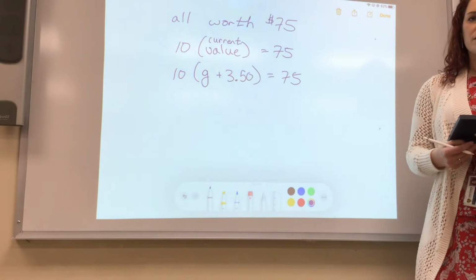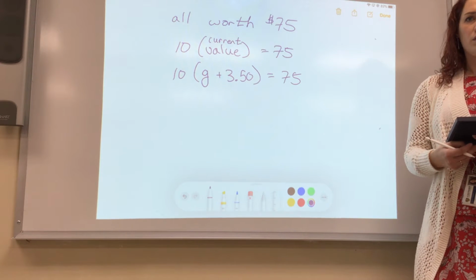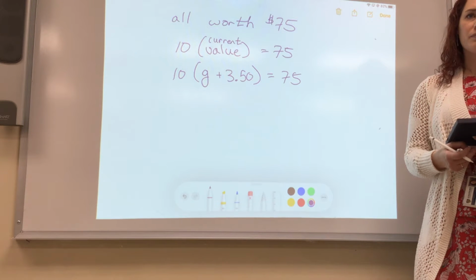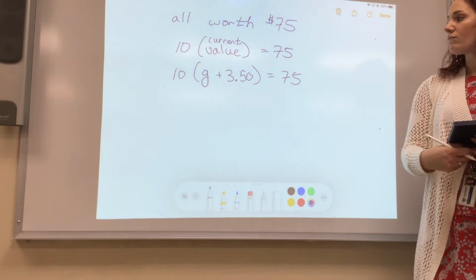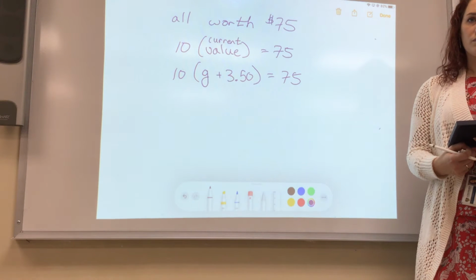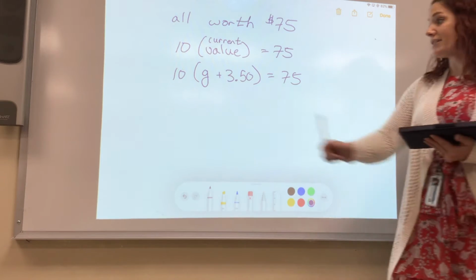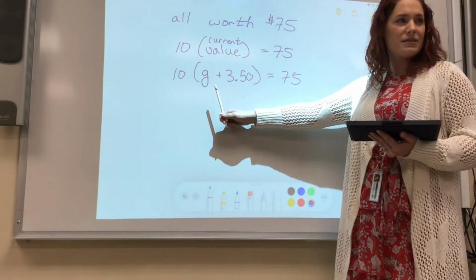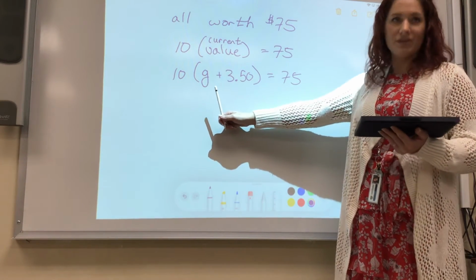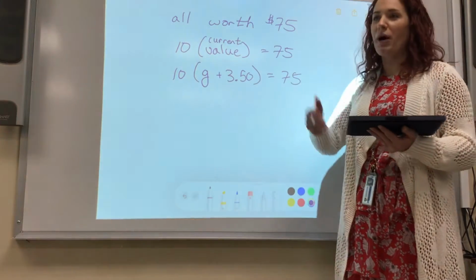How should we solve this? We haven't done this yet. Do you have any guesses? Mateo, you have a guess? Yes, so I would just leave out the 75 and I would distribute the 10 into each of the problems. Distribute the 10? Don't we have to get rid of these parentheses? Yes, the distributive property does that for us.